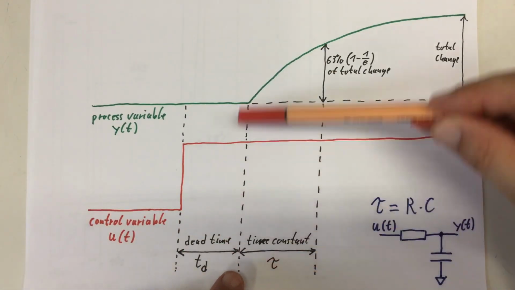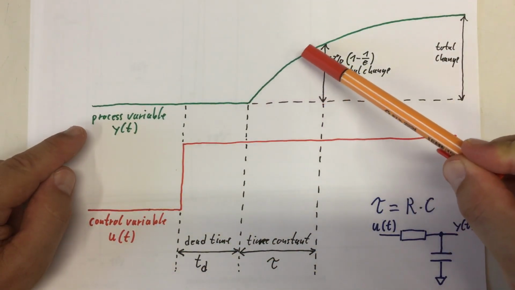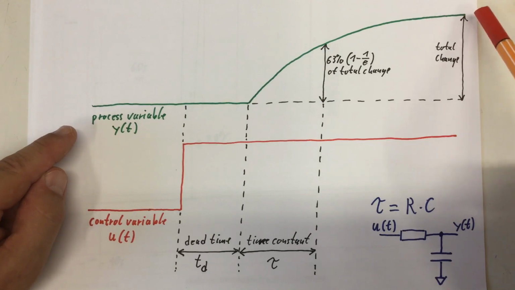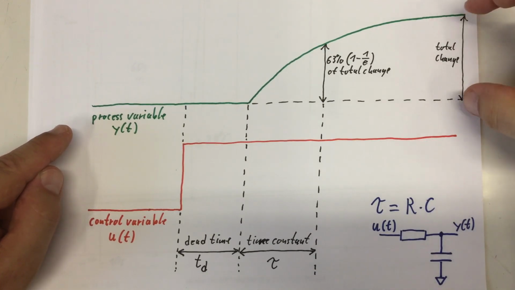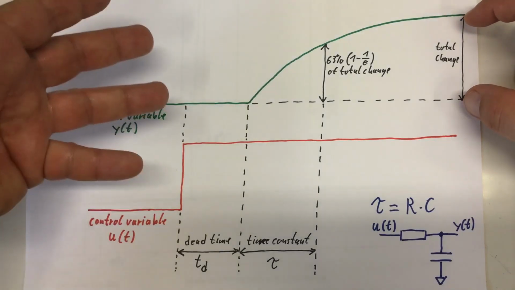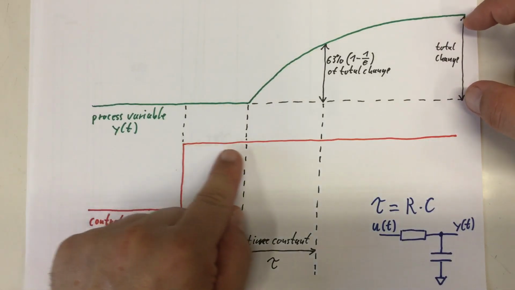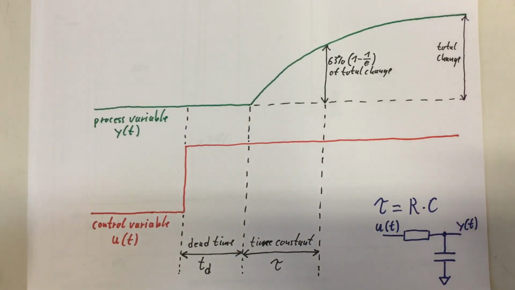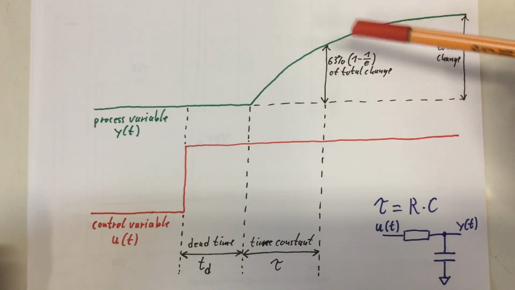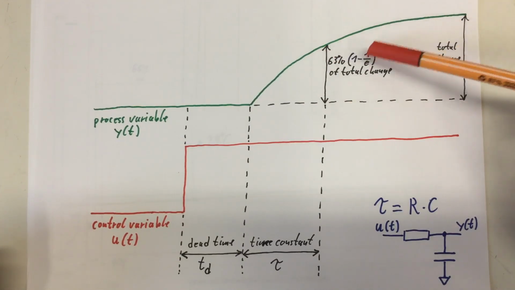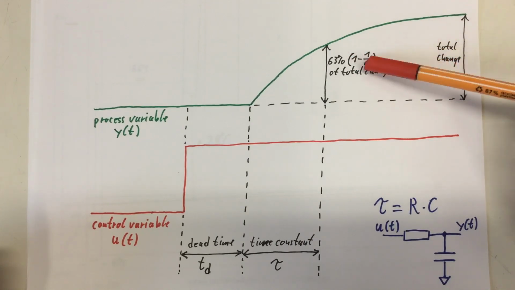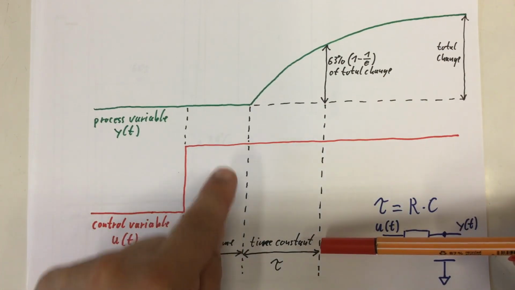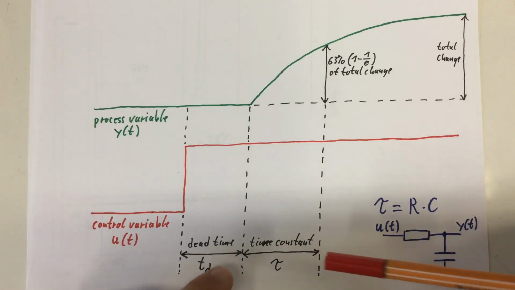So after your dead time, when your process variable starts to change and it reaches at some point equilibrium again, stays constant, you have a total change of your process variable, our temperature, in response to a change of the control variable, our heating element being switched on. And if you take the point in time where you reached 63%, or 1 minus 1 over e, of that total change, and measure the time when your dead time ended, that's your time constant tau.